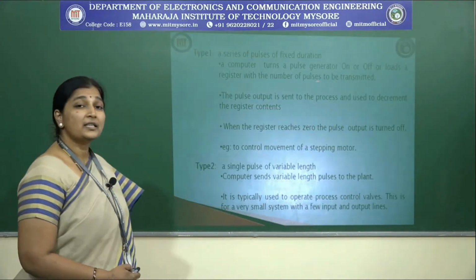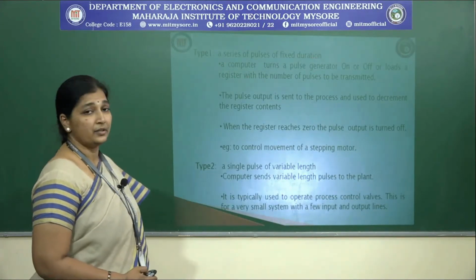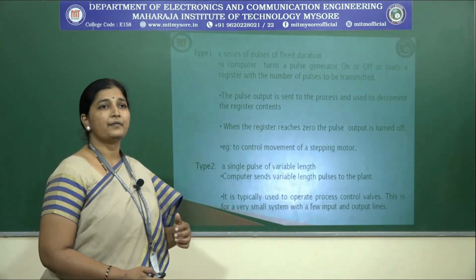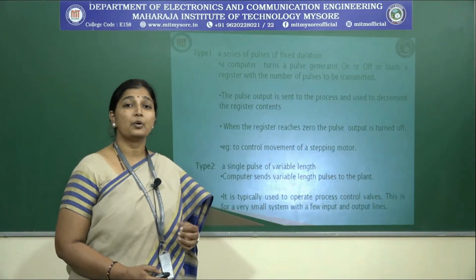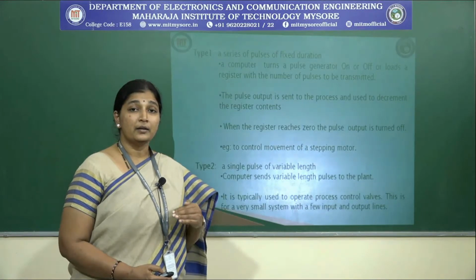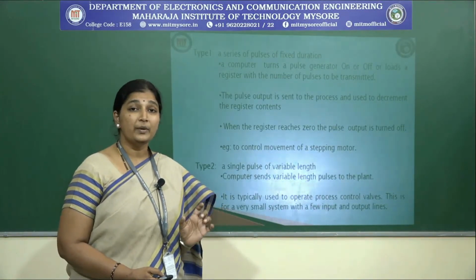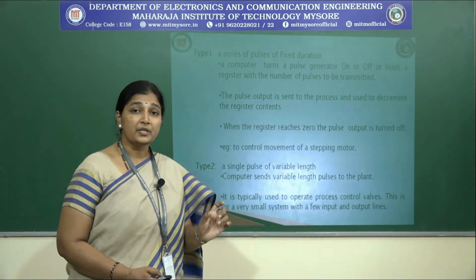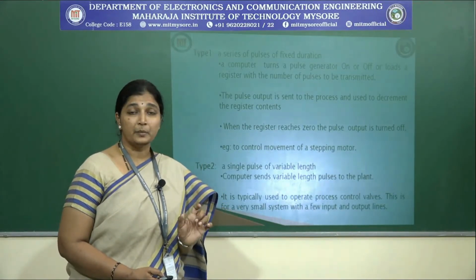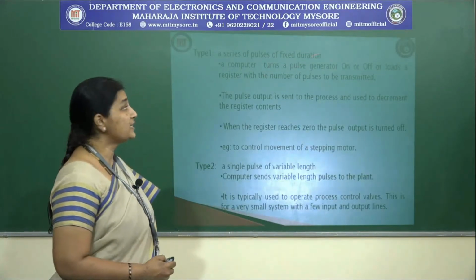Let us consider the first type as a series of pulses of a fixed duration. If you remember, we also dealt with what a clock is, the clock pulse. Whenever you have a clock, T on and T off are equidistant. If I take a 50% duty cycle, then 50% is on and 50% is off. So it is continuous, and that will be your fixed duration.